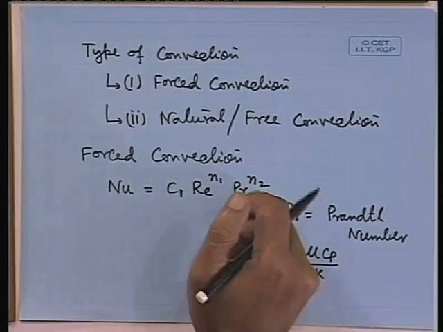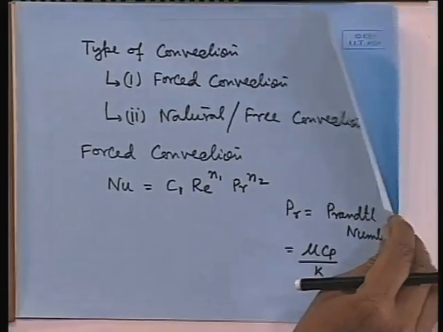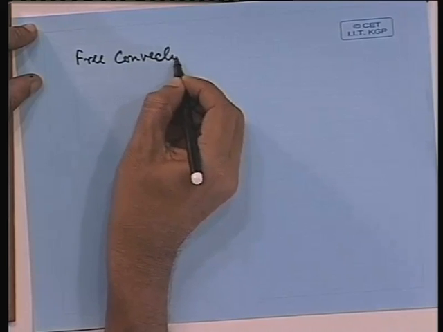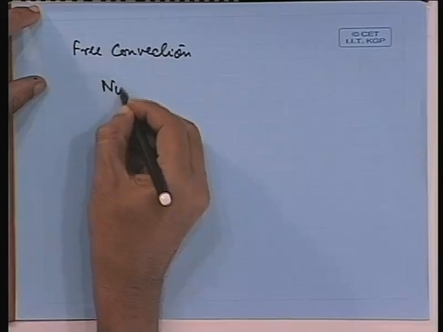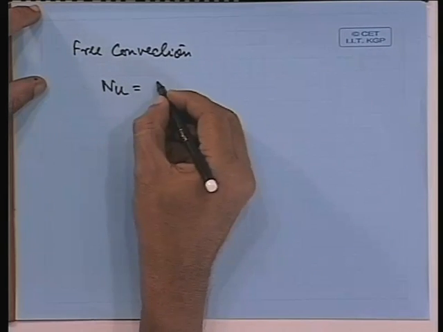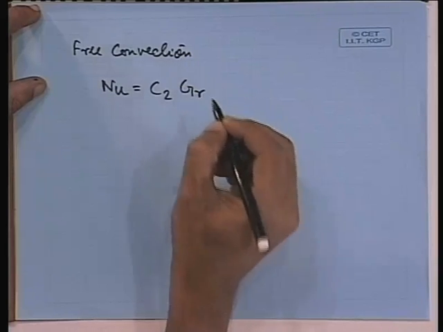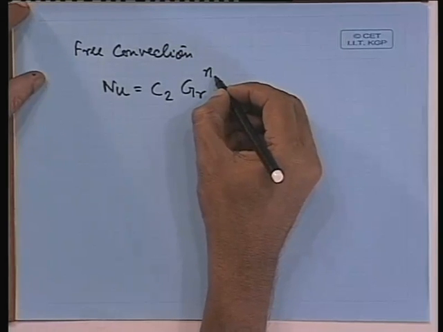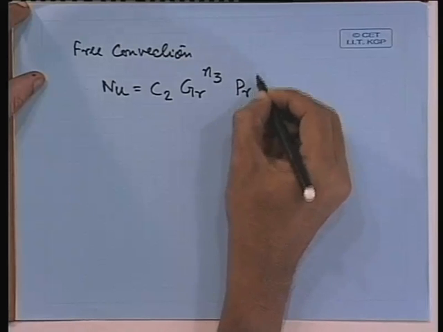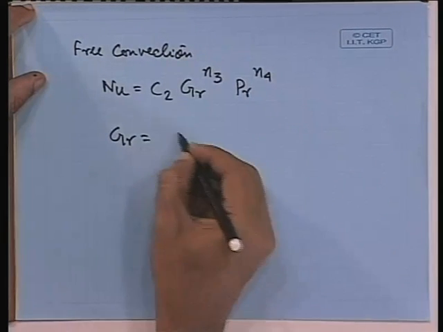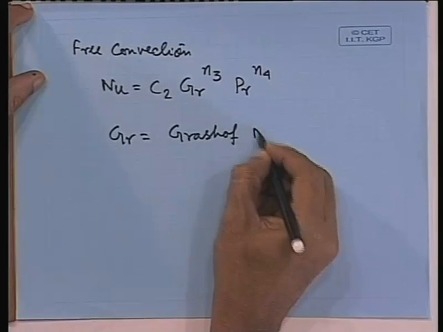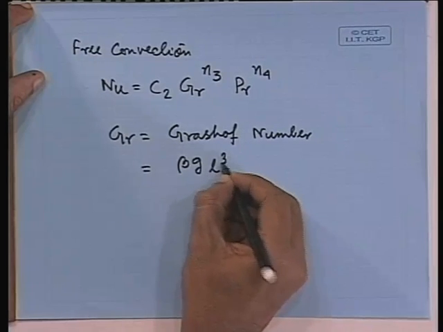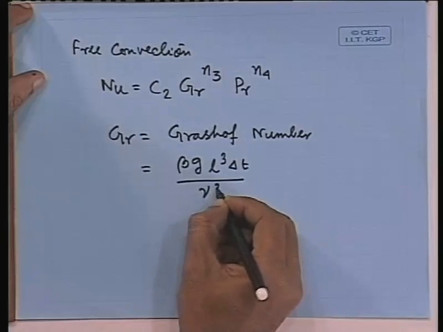So, this is what we will get in case of forced convection, and in case of free convection we will get Nusselt number equal to some constant, again let us say C2, Grashof number, which is one non-dimensional number, to the power N3 let us say, and Prandtl number to the power N4, where Gr is the Grashof number, and it is given by beta g L cube delta T by nu square.